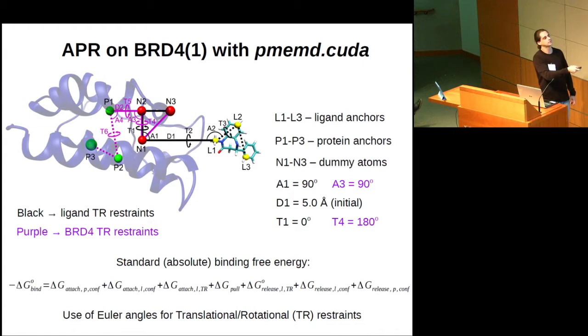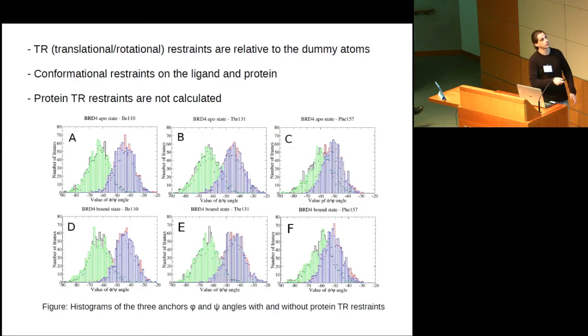So when you attach this one, this one is attached. When you attach this one, these two are attached. When you pull, they're all attached, and then you release them one by one. These two are released in a separate box. You don't want them to be in the same box because you don't want them to meet each other. So the ligand release, conformational release, and the protein conformational release are in a separate box.